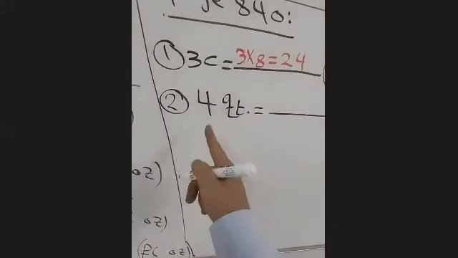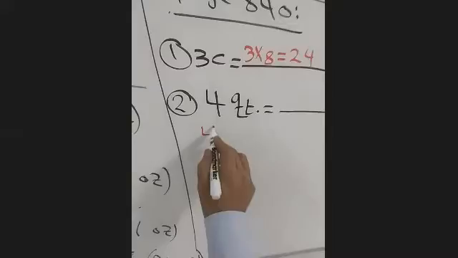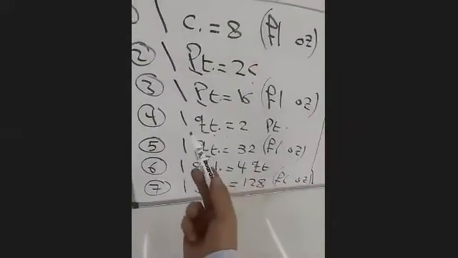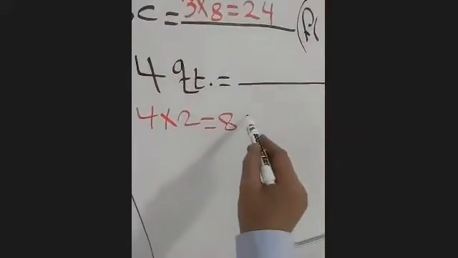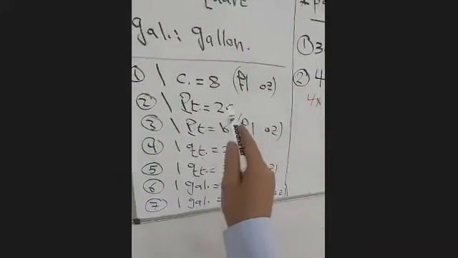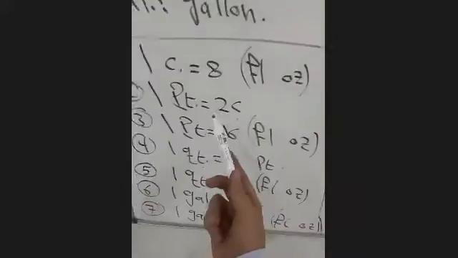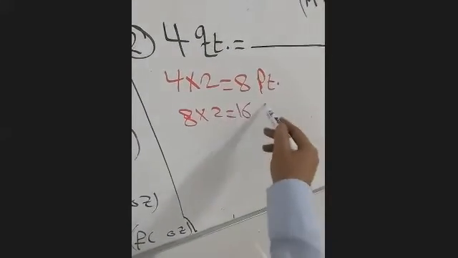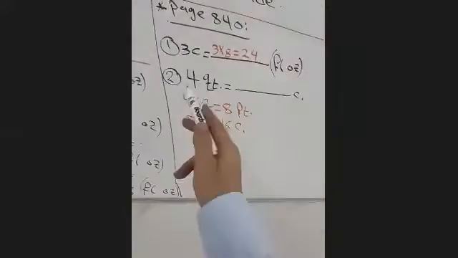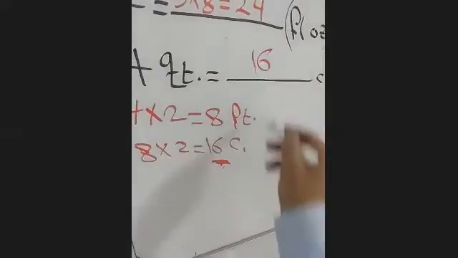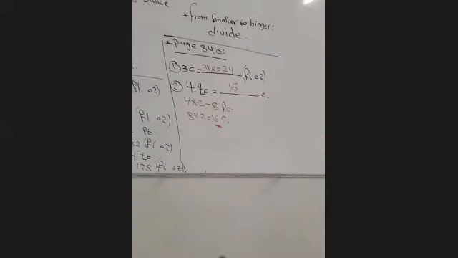By multiplying with 2. So the first step, I'll multiply this 4 by 2. It is 8. 8 what? I turn the quart to pint, 8 pints. Now I can turn the pint to what? Cups. How? By multiplying with 2 also. So 8 multiplied by 2 equals 16 cups. So for a quart, how many cups? 16 cups. This is question 2.